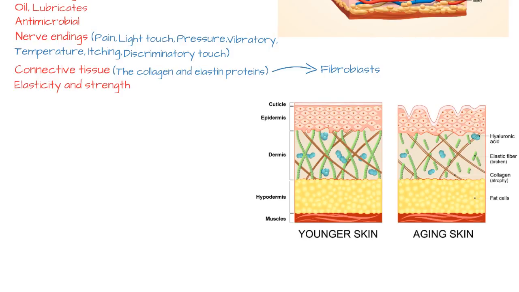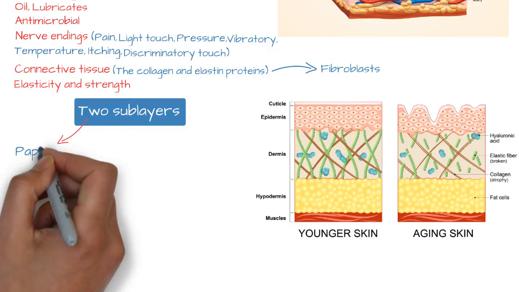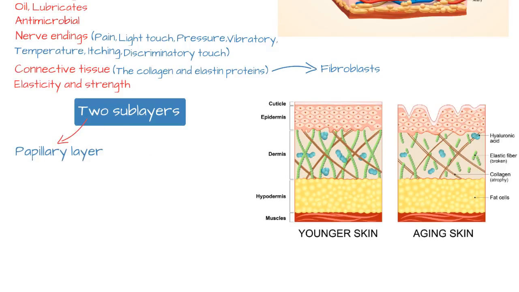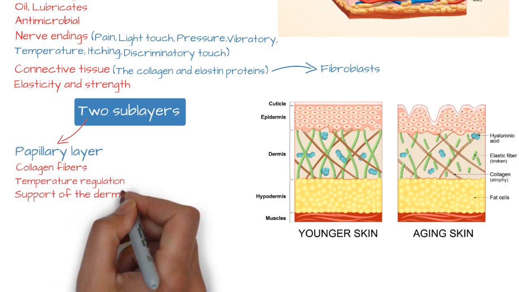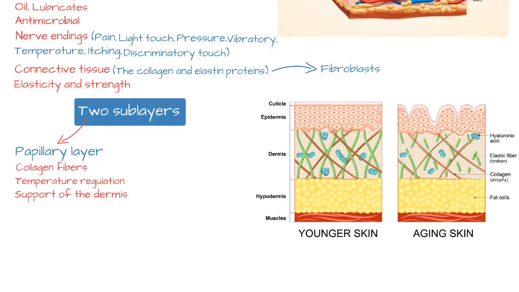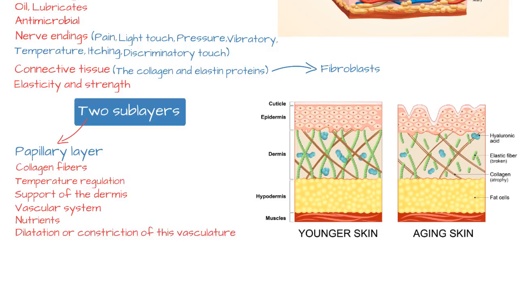The dermis consists of two sublayers. The upper layer is called the papillary layer, which contains a thin layer of collagen fibers. It is responsible for temperature regulation and for the support of the dermis. There is an extensive vascular system in this layer that provides nutrients to both the dermis and epidermis. The dilatation or constriction of this vasculature helps control the temperature of the skin.